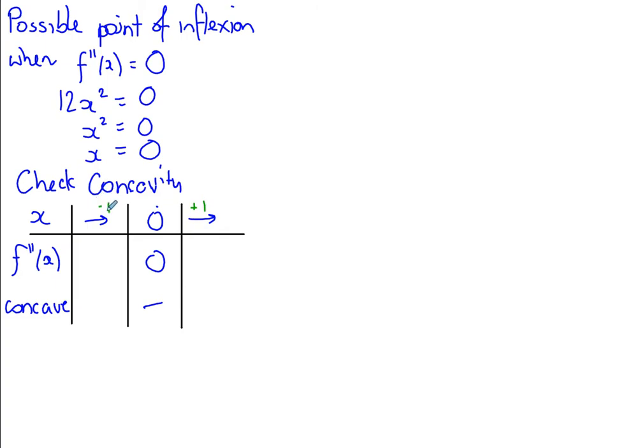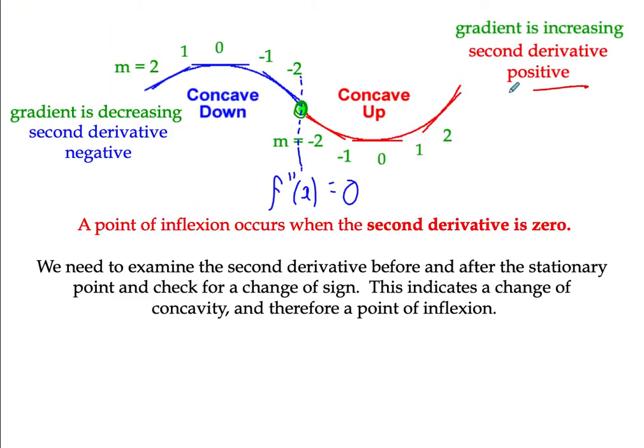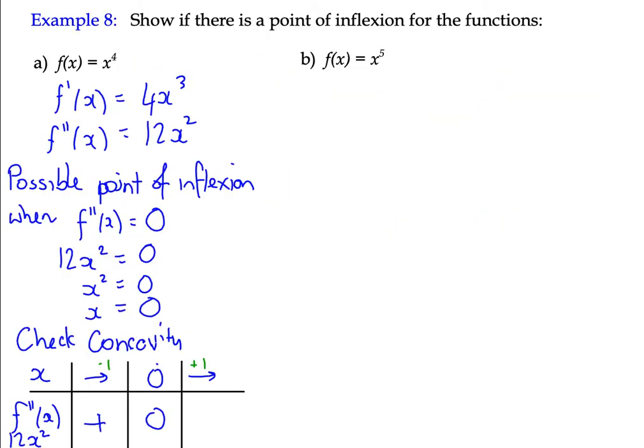When x is -1, remember we're looking at the second derivative, which is 12x squared. So when x is -1, x squared is +1, and therefore times 12 is +12. In other words, it's a positive value. If the second derivative is positive, then we've got concave up. Remember, second derivative is positive, concave up. It means that the gradient is moving upwards. Okay, let's have a look at the third column.